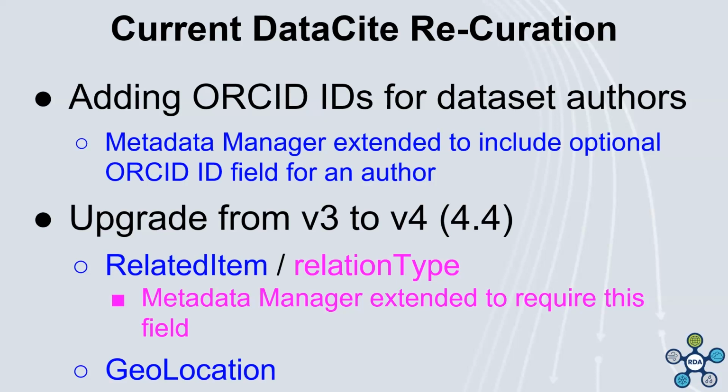And what this is getting us, and Madison mentioned this a little bit, is the related item property in DataCite's metadata. It allows you to specify, say, a published work that is somehow related to the data set. And this wasn't possible in version 3, or at least not that I know of. But the relation type, how the work that you want to connect relates to the data set, that's a requirement. So the metadata manager is extended to require the field. And that's actually going to force recuration of a lot of data sets that don't have that populated yet. And then we're also going to start pushing out geolocation information, which we weren't doing.